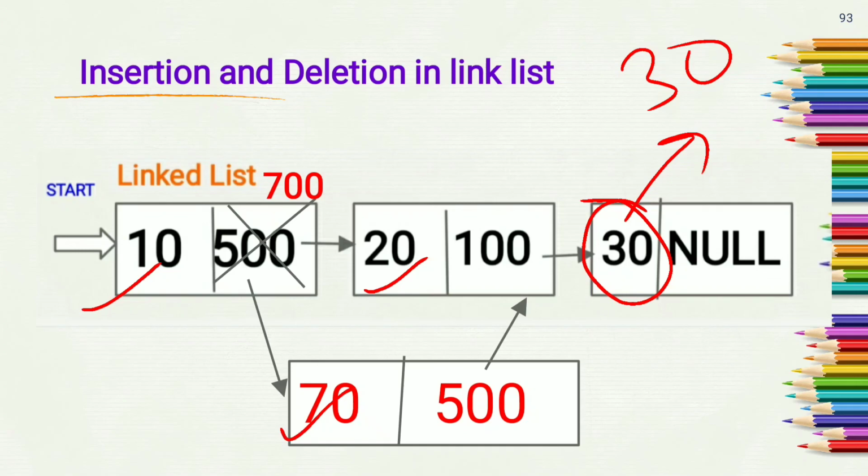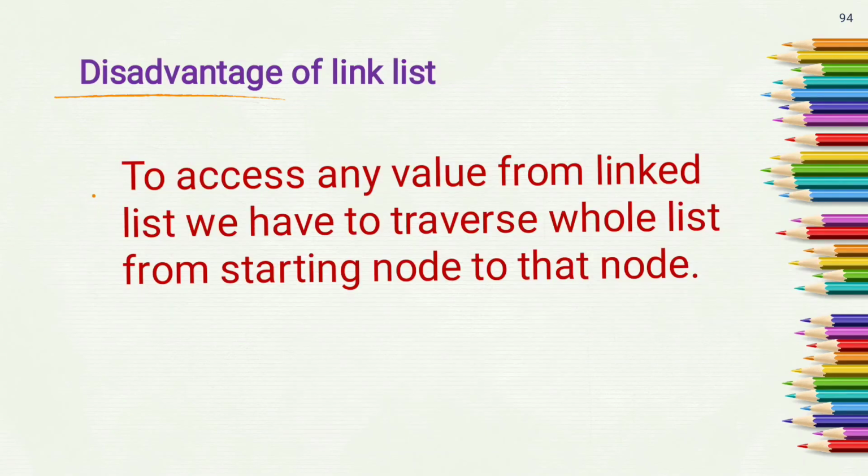So in linked list, accessing of a node is time consuming, while in array we saw we can access any element from the array using index number. That means with the help of index number we can easily access any data element from the array. So accessing of any element from the linked list is time consuming as compared to array.